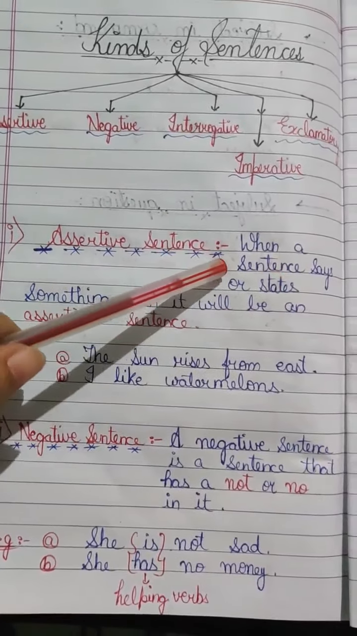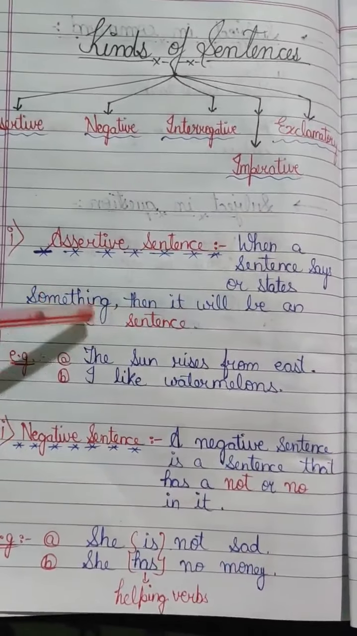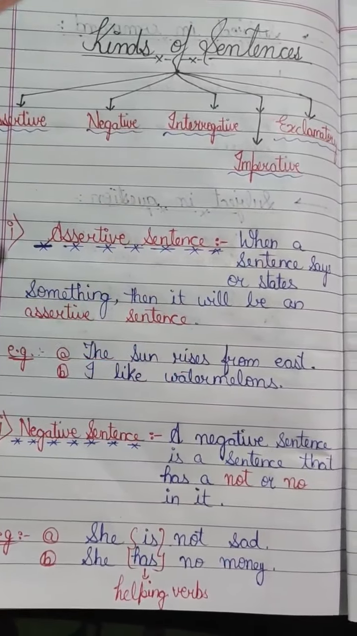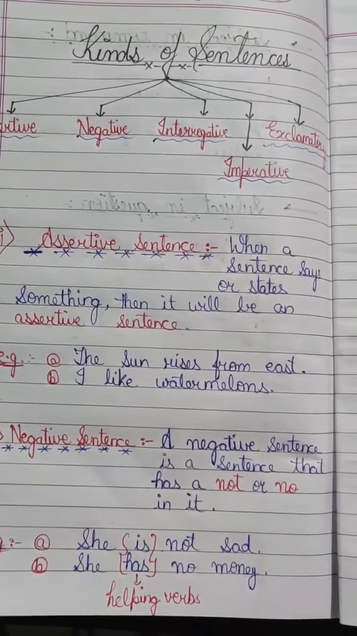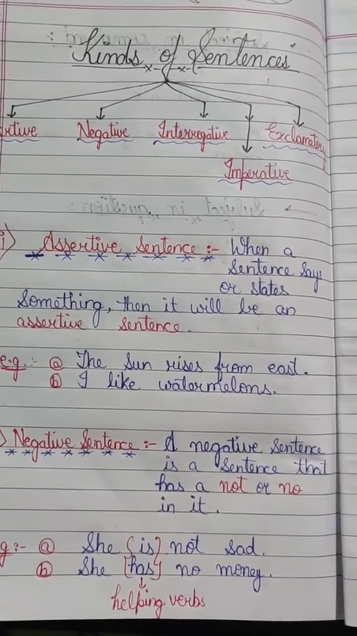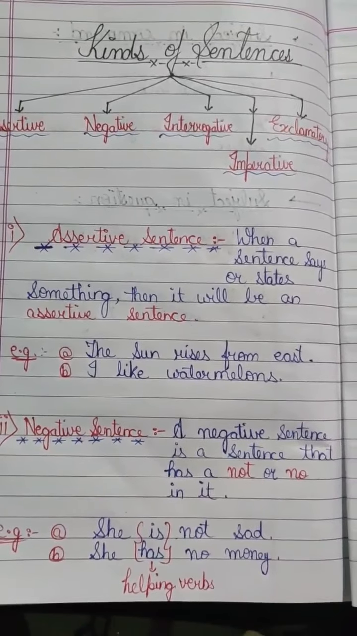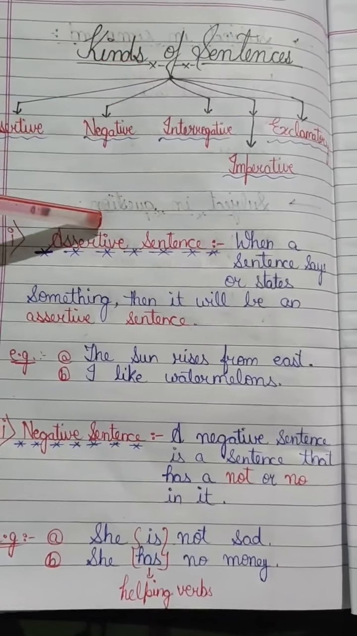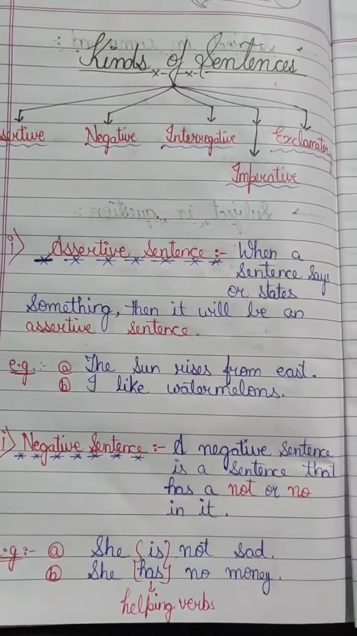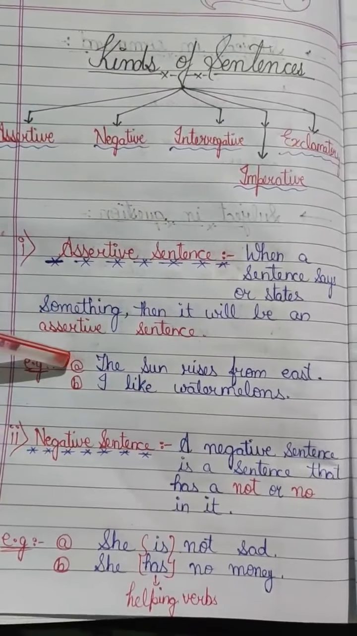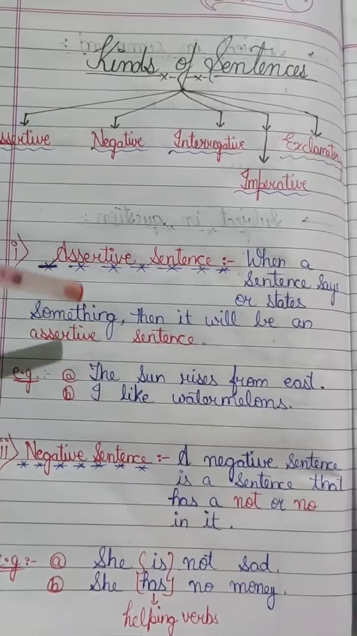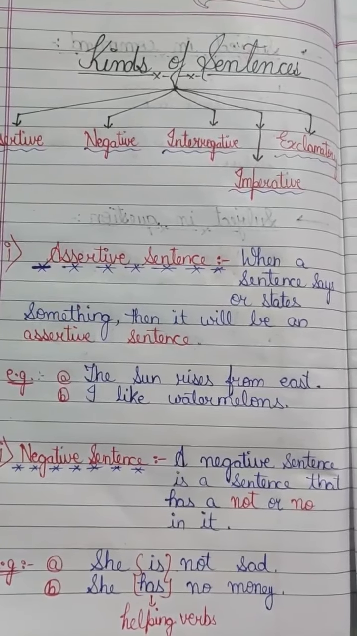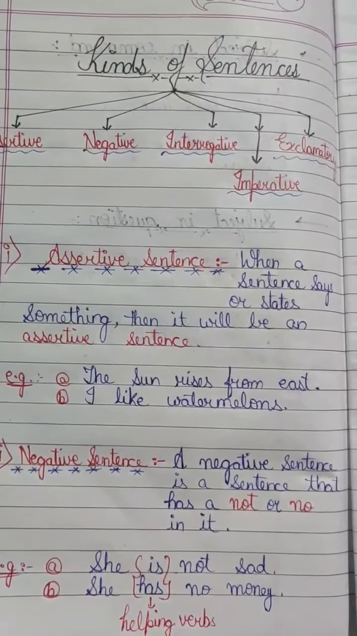When a sentence says or states something, then it will be an assertive sentence. Whenever we are saying anything, or we are stating something, or something is a natural truth, universal truth, then all those sentences will come under assertive sentence, right? For example, the sun rises from the east. It is a universal truth that the sun rises from the east. Therefore, it will be an assertive sentence.